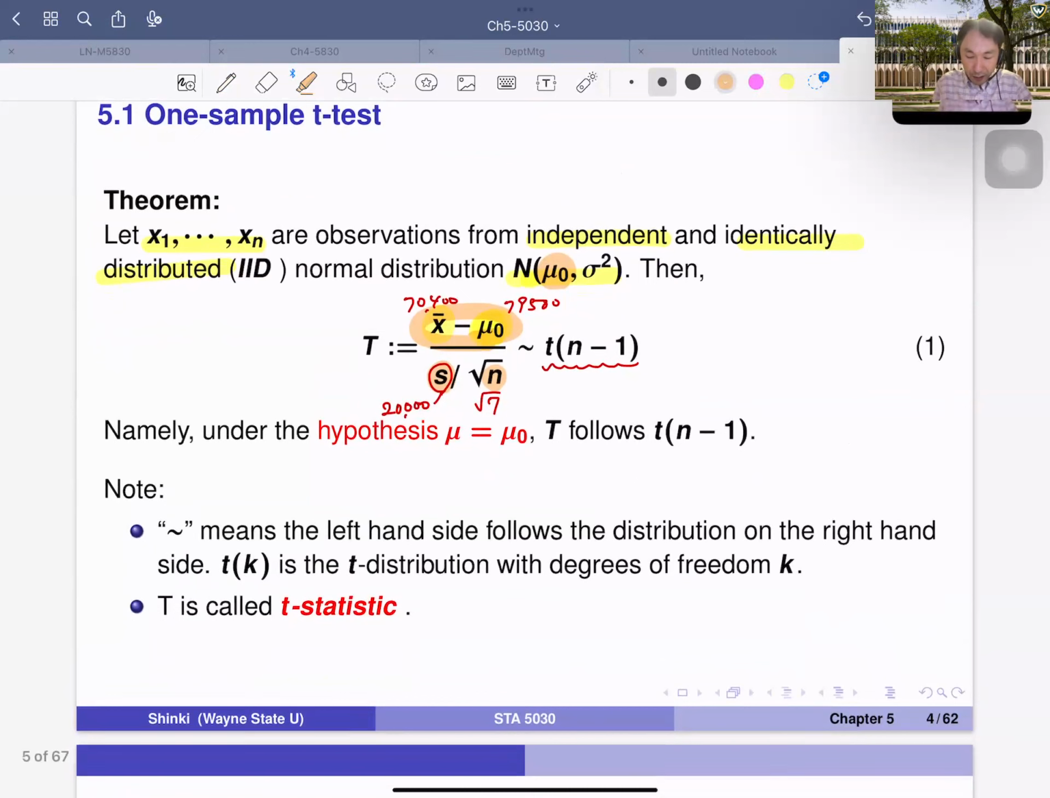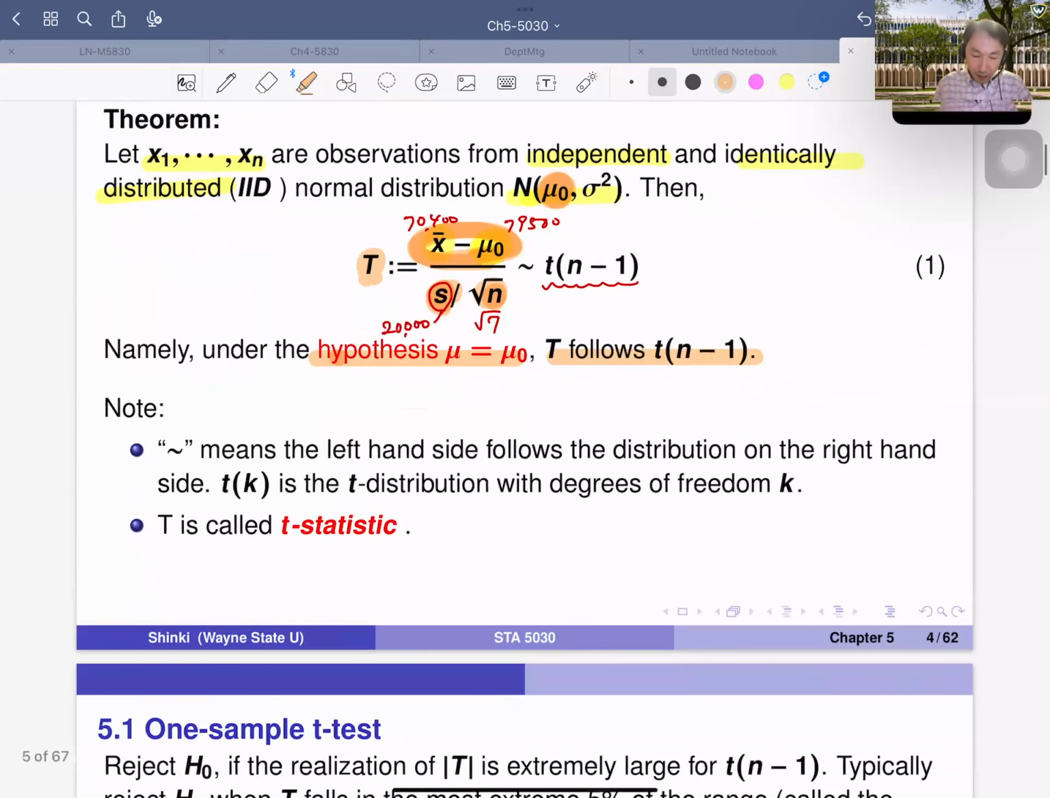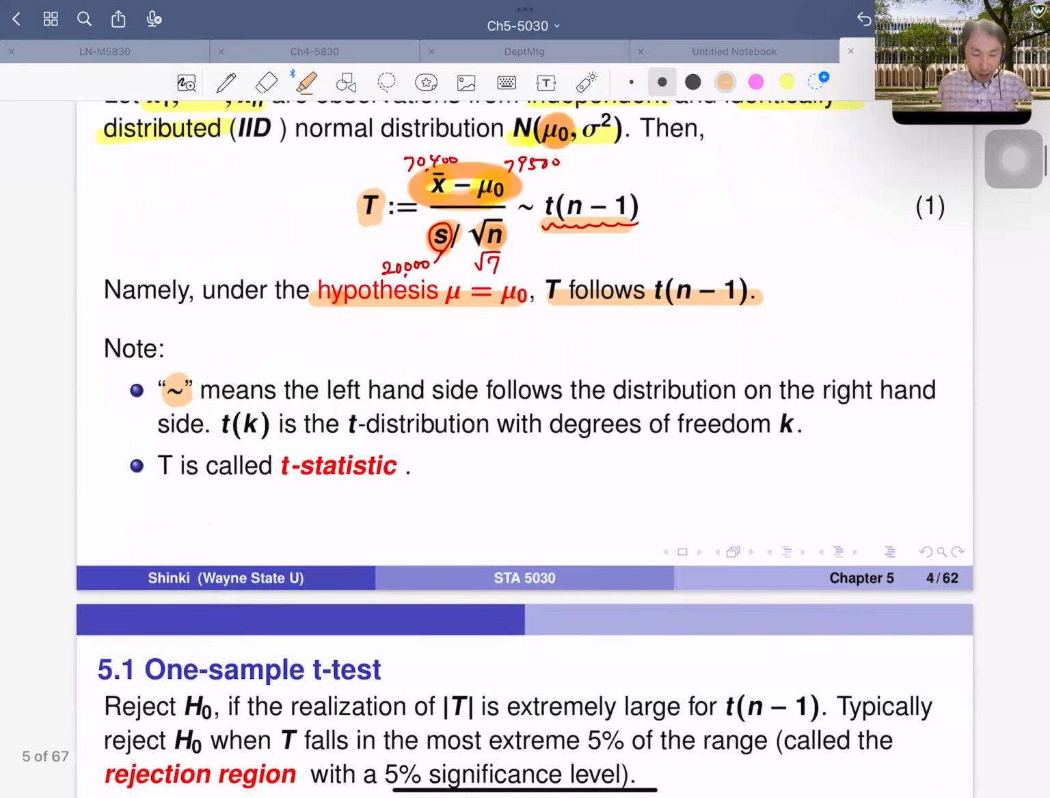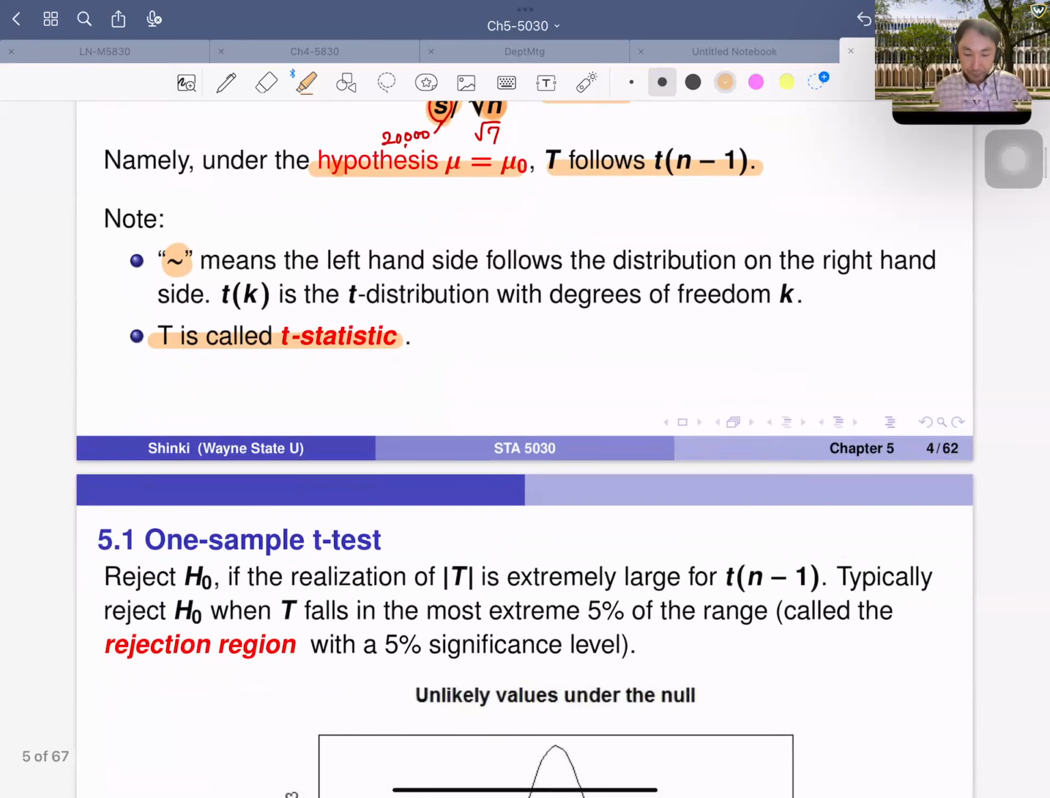So if we take the difference, divide it by the size of variation, the standard deviation, and adjust for sample size, then this statistic T follows the T distribution with df n-1. If the null hypothesis is true, so if the center is mu naught, then T follows the T distribution with n-1 degrees of freedom. This tilde means the left-hand side follows the distribution on the right-hand side. Capital T is called the T statistic. Any questions so far?